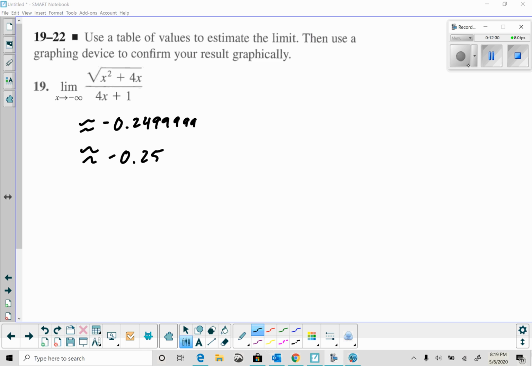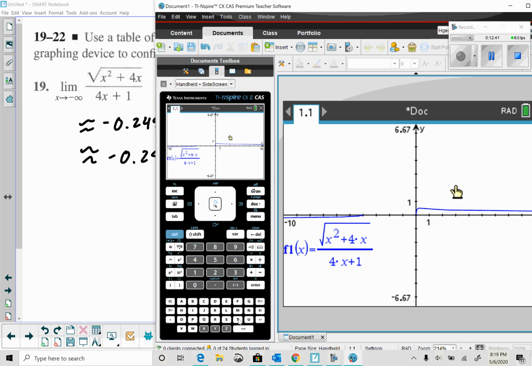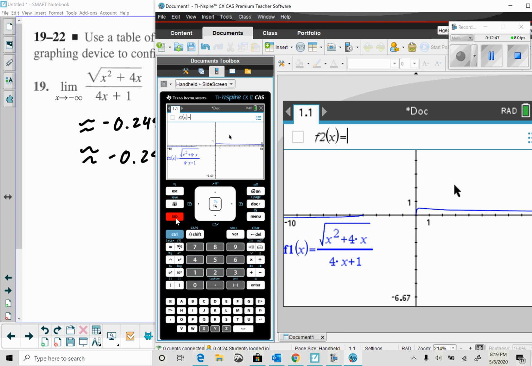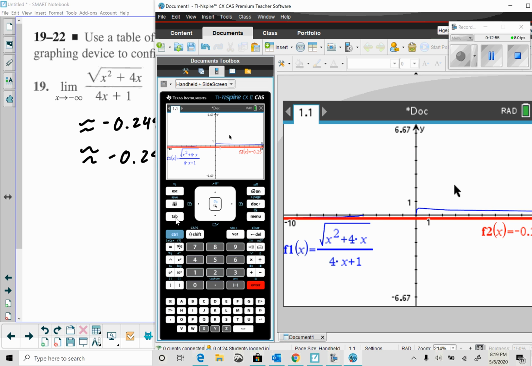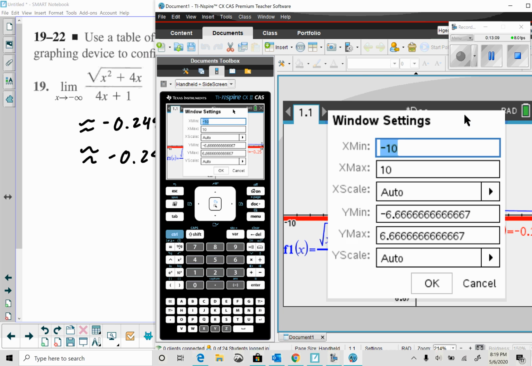Now they also asked for you to use a graphing device to confirm your result graphically. Well, what does that mean? Let's first of all get rid of the table. And now I want to put in my guess of negative 0.25. Well, if that's my guess, that's just going to show up as a nice line. So now it's a matter of messing with the window. I want to change the window settings.